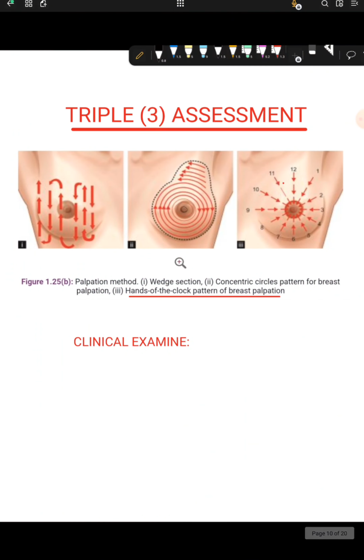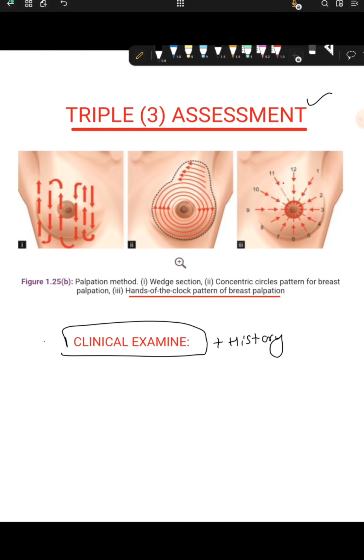So now let's talk about the triple assessment. In the triple assessment, first we do the clinical examination plus history. History is a must first. And what is second? Radiological findings. Third one is histopathology.